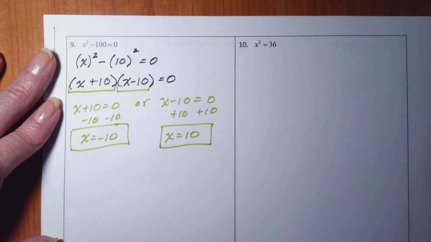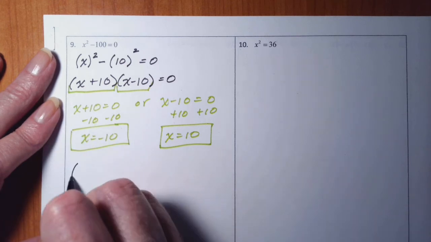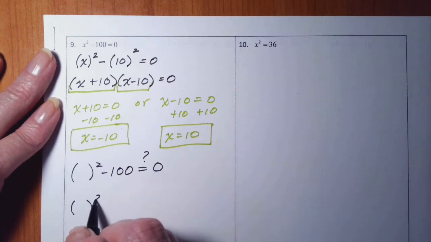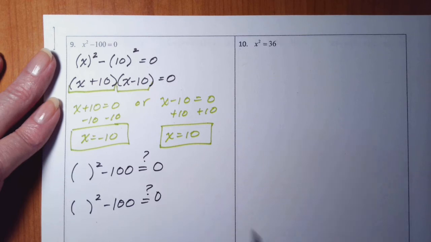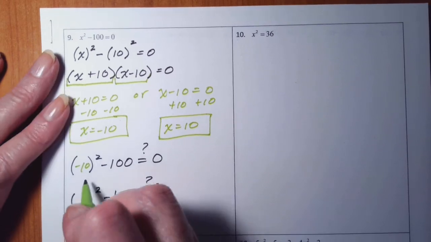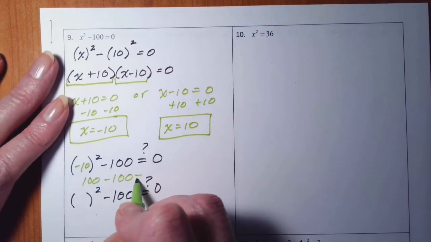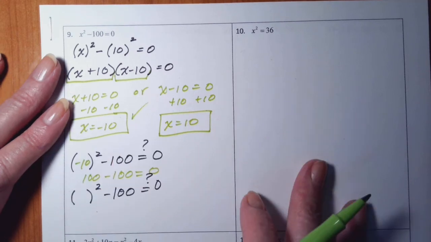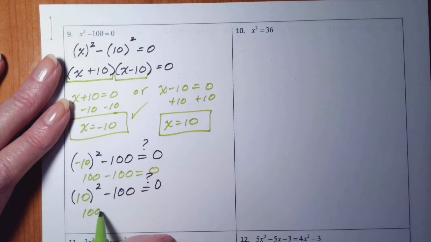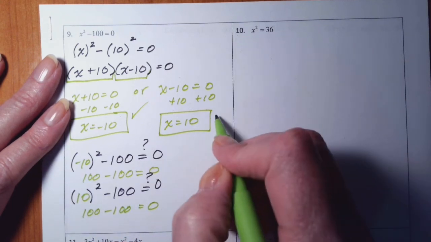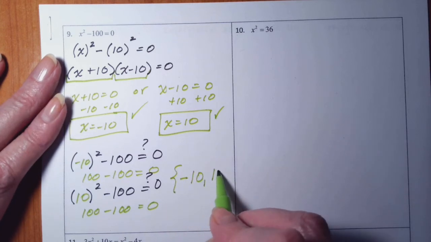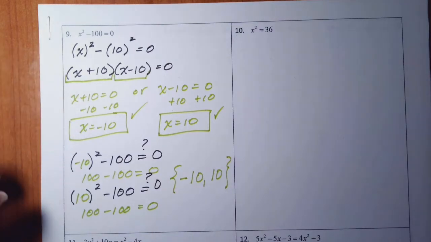Okay. So let's test them real quick. Back into the original equation. I want to know if something squared minus 100 is equal to 0. I want to do it twice. So let's start with negative 10. Negative 10 times negative 10 is 100. 100 minus 100 is 0, so that one checks. If I check 10, 10 times 10 is 100. Minus 100 equals 0, so that checks. And again, you can write it as negative 10 and 10, but you don't have to.